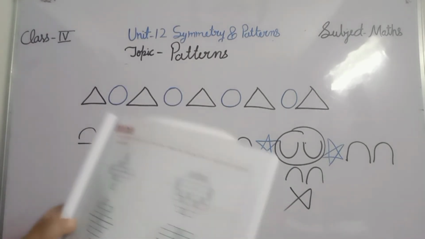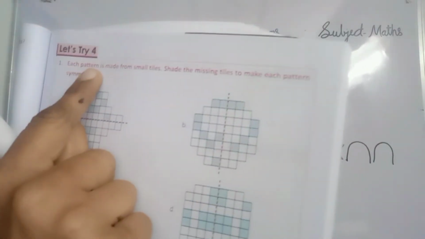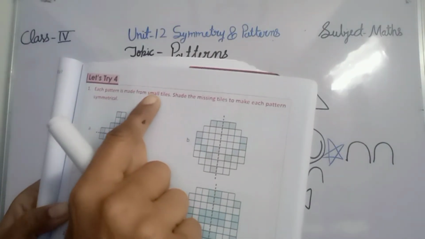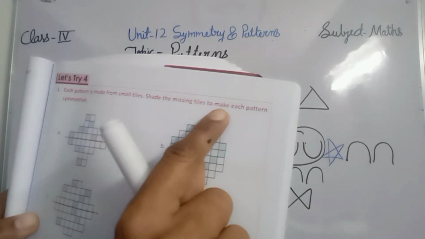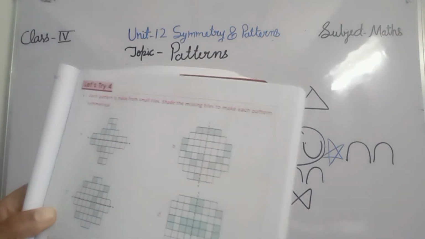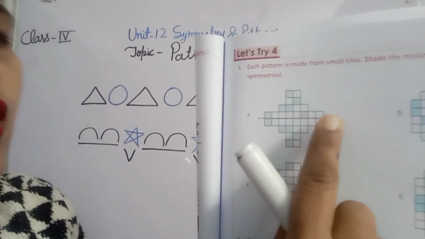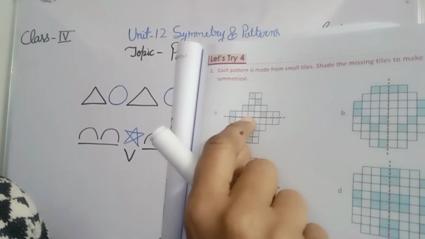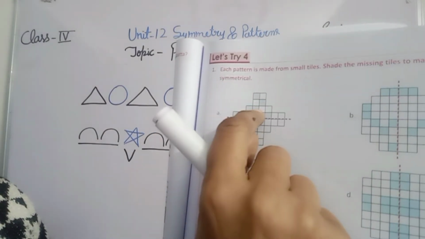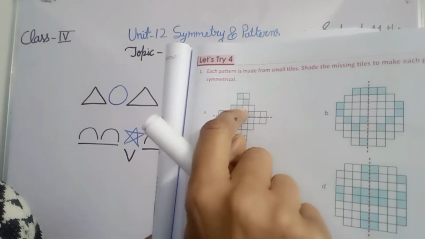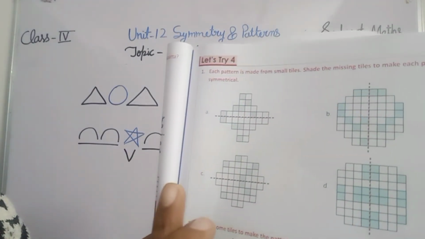Now look here. Let's try 4. Each pattern is made from small tiles. Shade the missing tile to make each pattern symmetrical. Now they have, this is a line of symmetry. Yes, this is the line of symmetry. And now they have made, if you will see this pattern and this pattern, line of symmetry means the both the pattern should be the same.